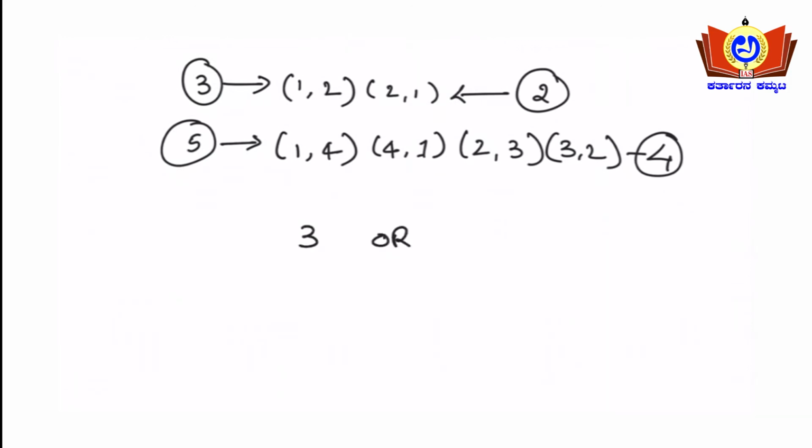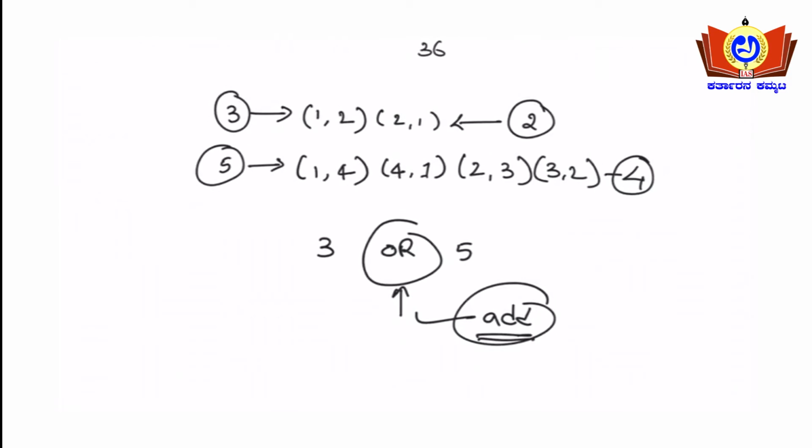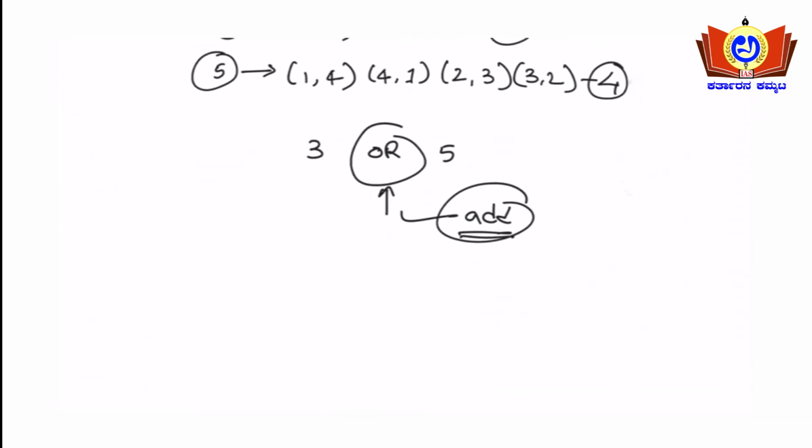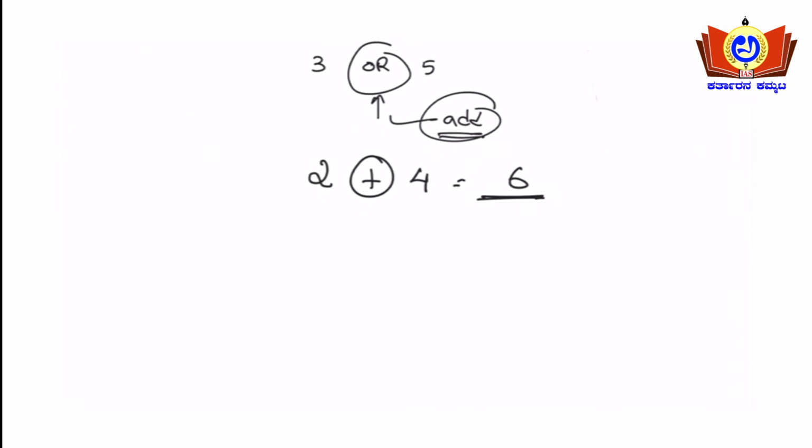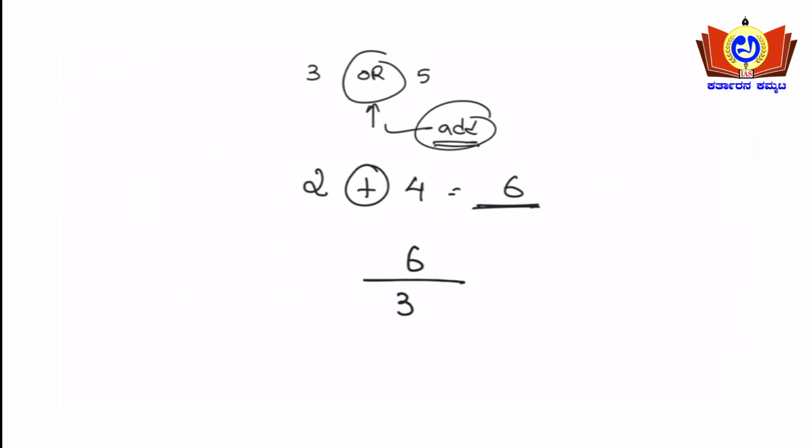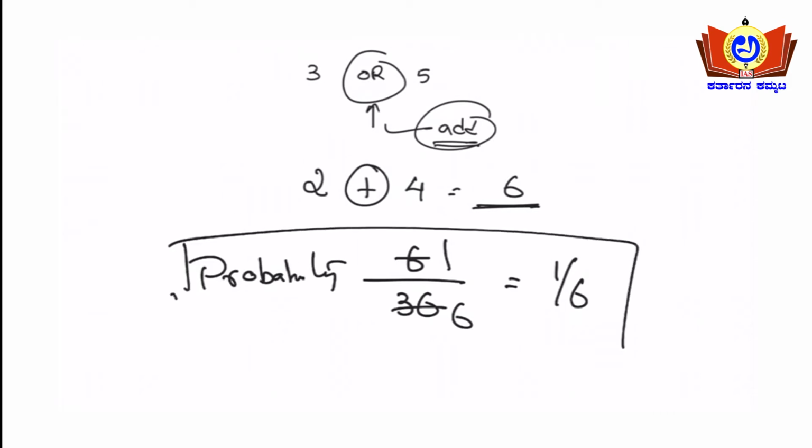3 or 5. So what you need to do when "or" is there? We need to add. This is the caution you need to take here. To get 3, there are 2 possibilities, plus we need to add, and to get 5 there are 4 possibilities. So there are a total of 6 different possibilities. Out of the total, that is 6 upon 36. 6 one times and 6 six times. So 1 by 6 is the probability.